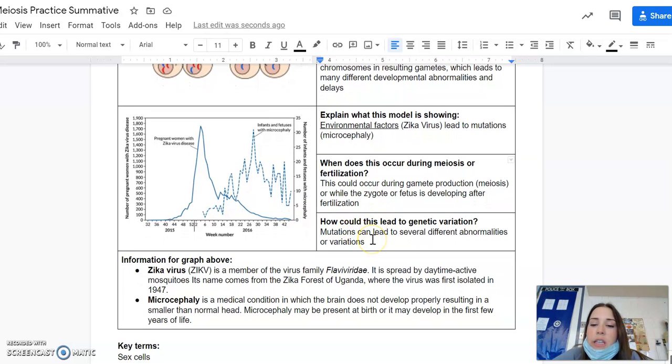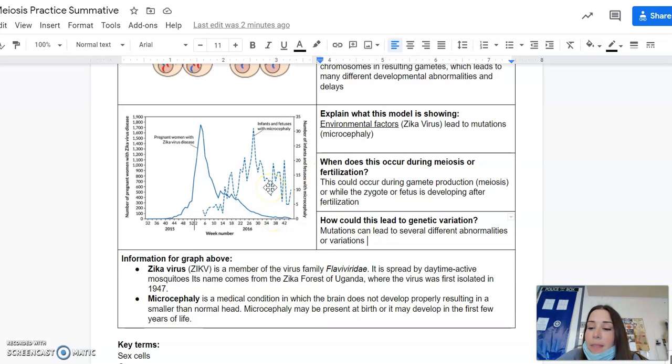So know that mutations can lead to several different abnormalities. We talked about a few. You guys watched the video about thalidomide. We talked about nuclear radiation. We talked about Agent Orange. And then this is another example. The one on the summative, just make sure that when I ask you to show me how it leads to genetic variation, that you're using quantitative data.